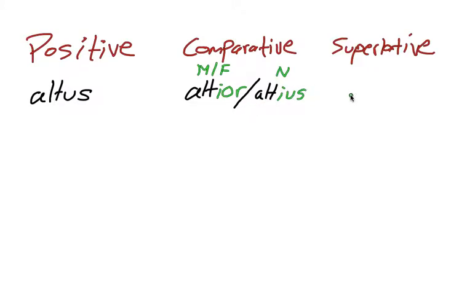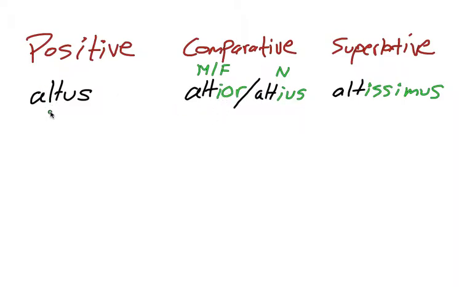Okay, and superlative, you would add issimus. So it would be altissimus. Okay, and this is an adjective, so it could be altissimus, altissima, altissimum. So superlatives are declined like adjectives. Positive and superlative are declined like first and second declension adjectives, and the comparative is declined as a third declension. It's actually declined as a third declension noun.